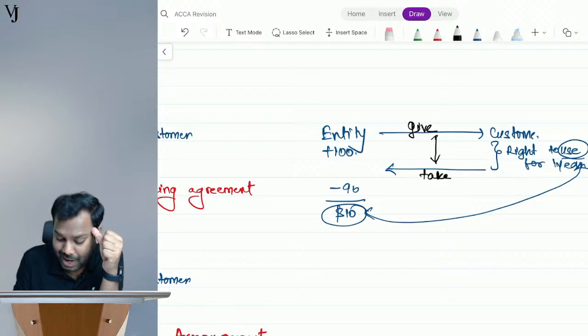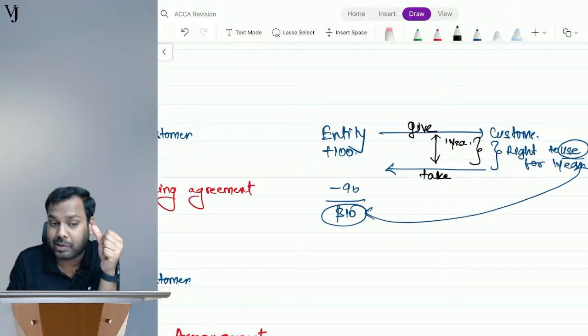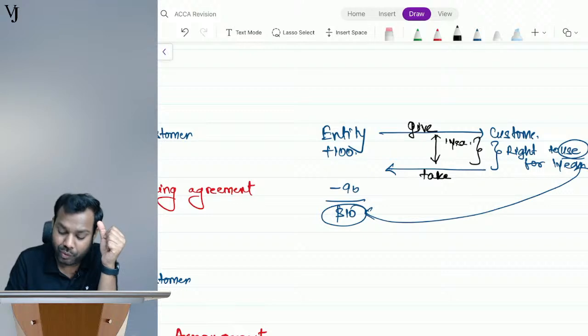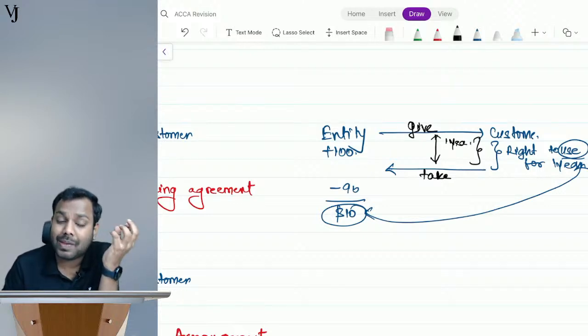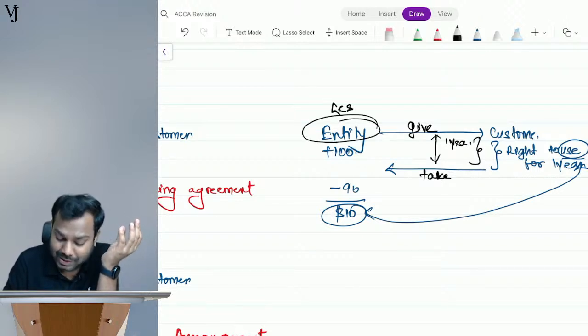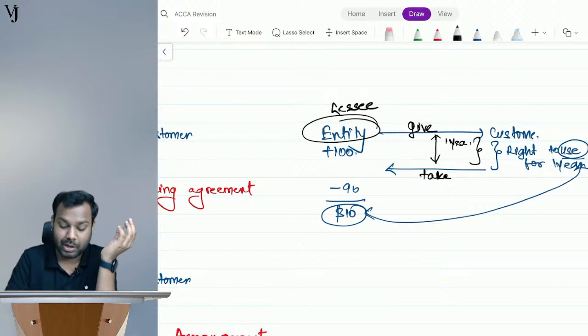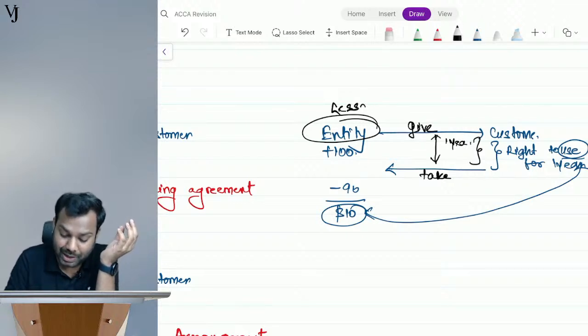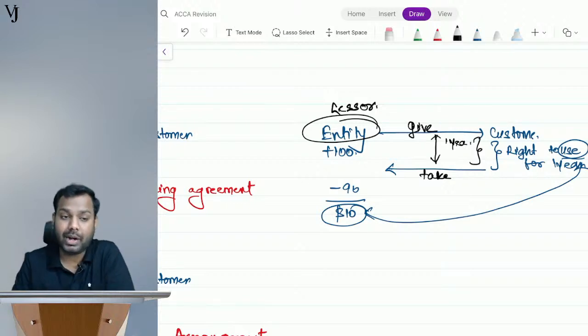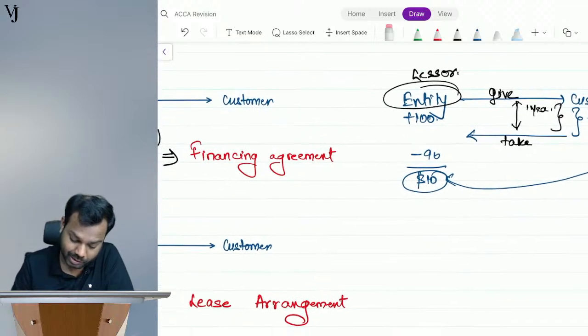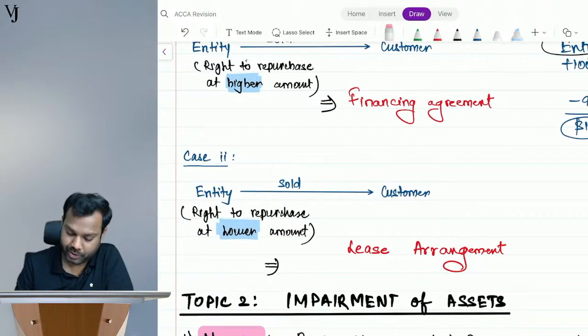Between this, the gap is 1 year, right? This is the period of use for the customer. And for giving him the right to use for 1 year, I am getting $10. So the entity is a lessor, not a lessee. Is it clear now, Vishaka? Yes. Okay, I'll keep this diagram as it is, if anyone wants to refer to it.